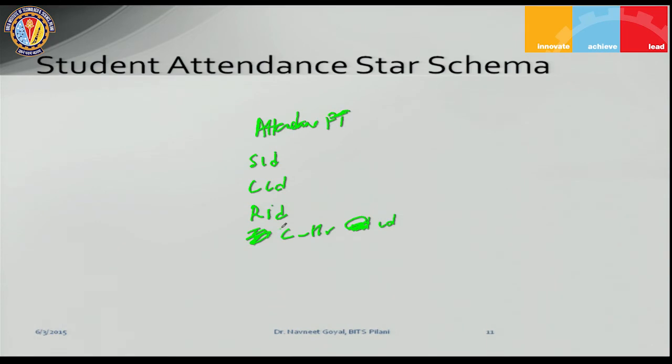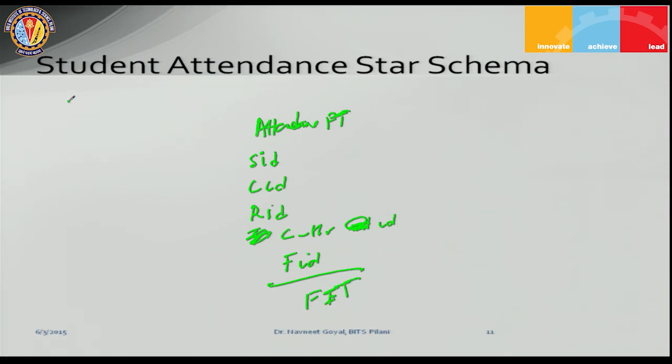Then what else? Student, course, what is this? Student identifier, course identifier, then room identifier, then the day and hour identifier. What else do you need? Faculty identifier, right? So that's it. These are the dimensions that would apply. Okay, and you can see that this is a factless fact table because there are no facts that I can attach to this, so it's a factless fact table.